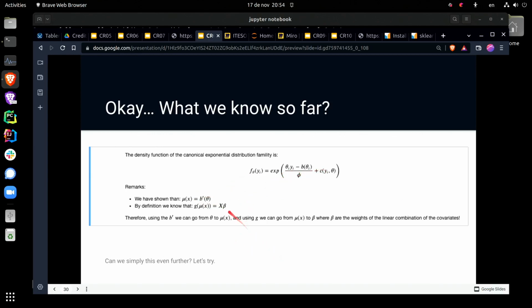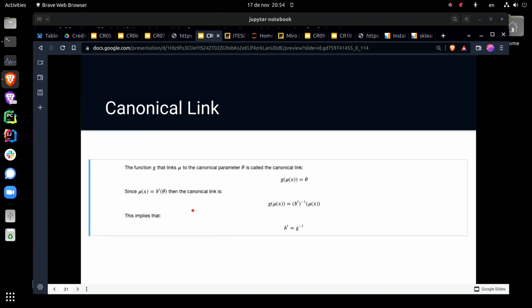We are still missing what to do with this function g. So far we can calculate mu by applying the first derivative over b, but we do not know what to do with g. Right? So there's this concept of the canonical link. So if we're using the canonical representation of the exponential family distribution, there's an associated canonical link, and it's defined as the following. So we already know this part, right? So we have the link g that allows us to link the expected value, so mu, with the parameter of the distribution.